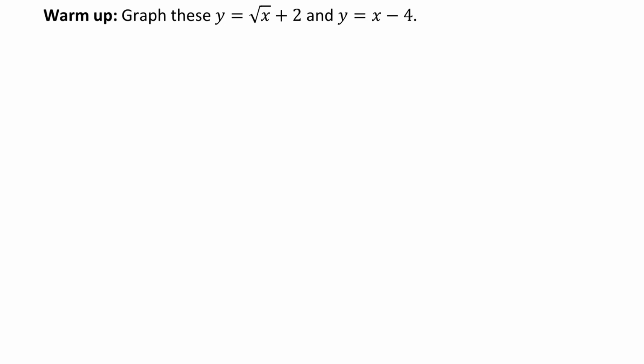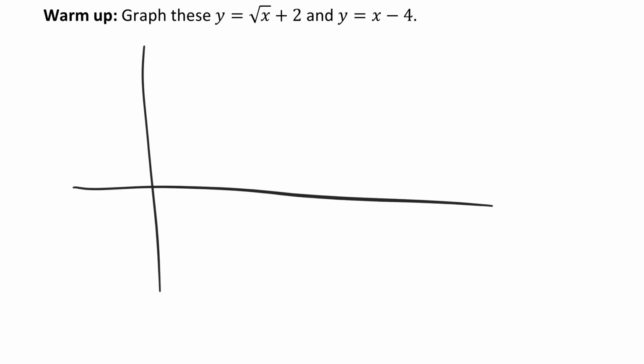Hello. In this video, we're going to continue our study of radicals. And what I want us to do is figure out where these two graphs intersect. So the first graph here is root x plus 2. The second graph is x minus 4. Well, let's go ahead and do a quick sketch of both of these.